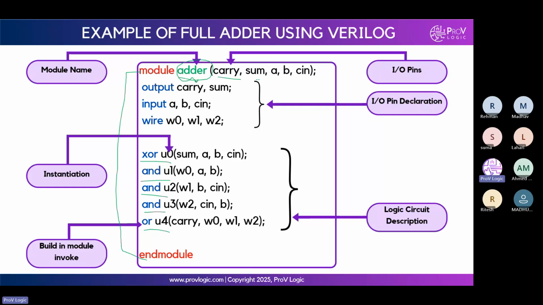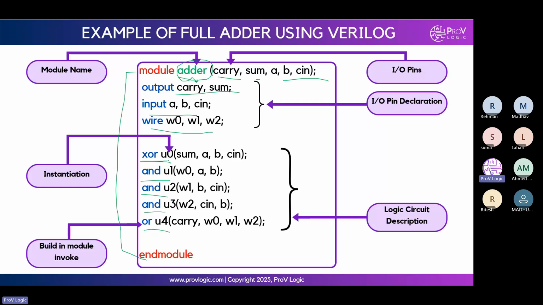Next, carry, sum, a, b, c. Next, output carry, sum and input a, b, c. Like that we need to declare what are the inputs and what are the outputs. Next, wire w0, w1, w2. I already showed you, right? One gate to another gate, the connections we call wires, because those are neither input nor output.